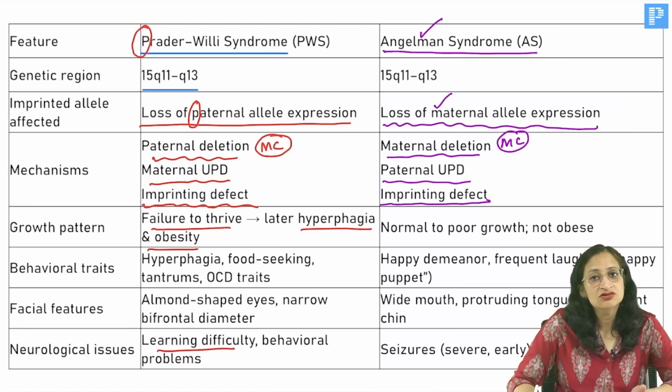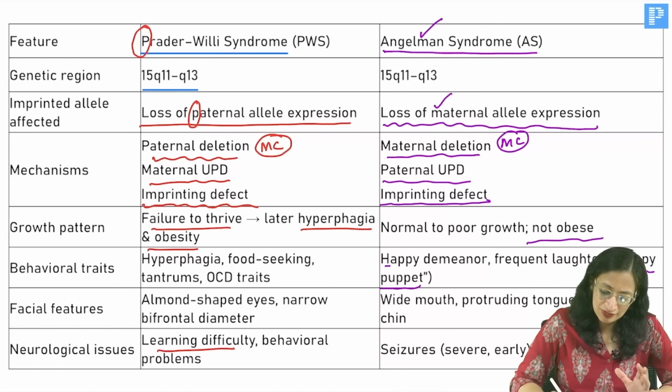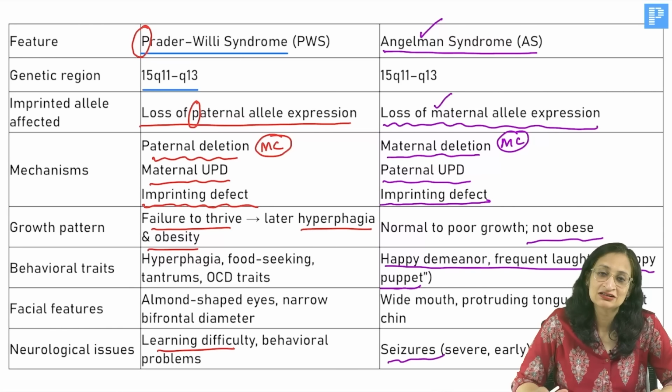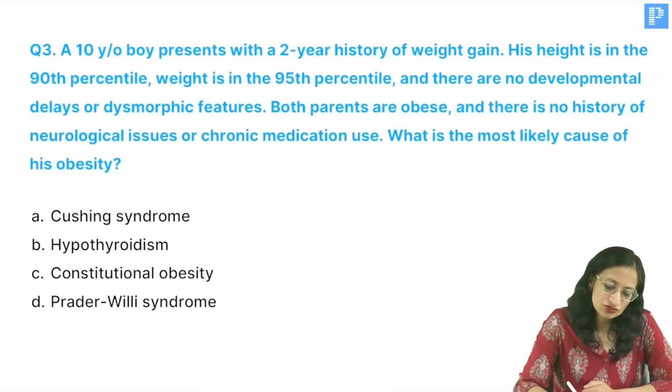And here these individuals are not obese, but they are happy puppets. So it's called happy puppet syndrome. So they have a happy demeanor, frequent laughter, and they could have seizures, they could have microcephaly, and so on. Right? Okay.